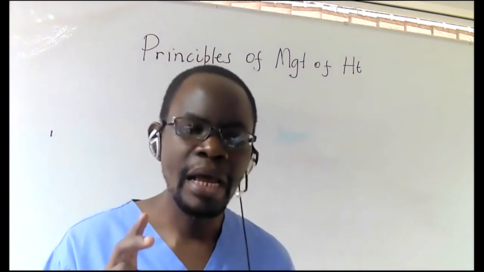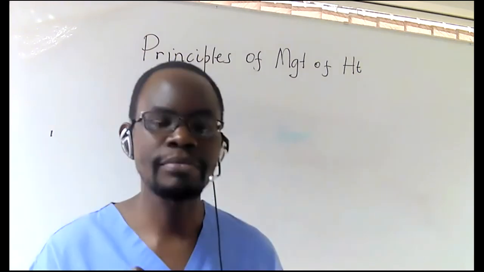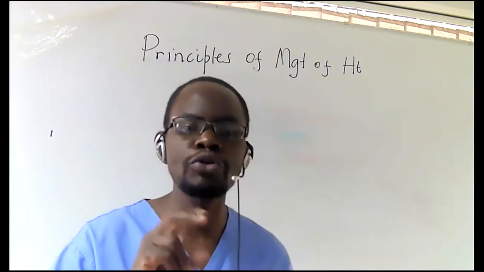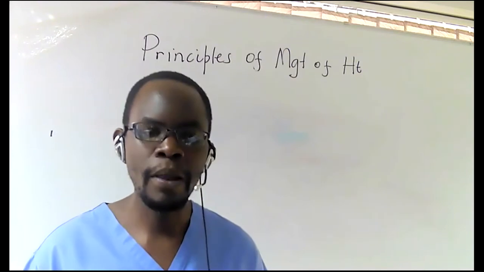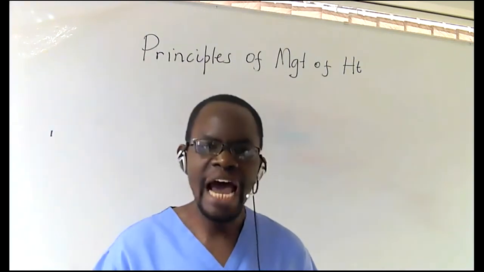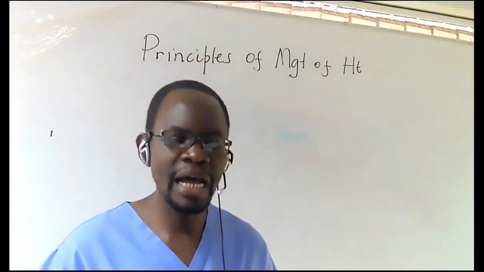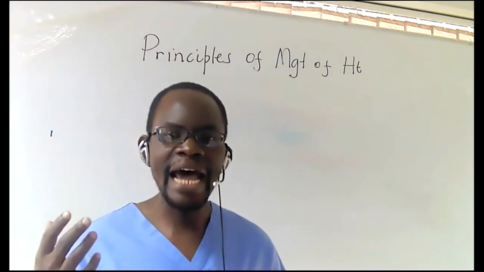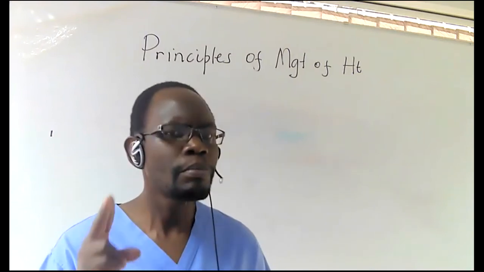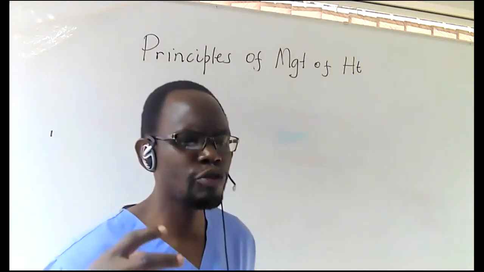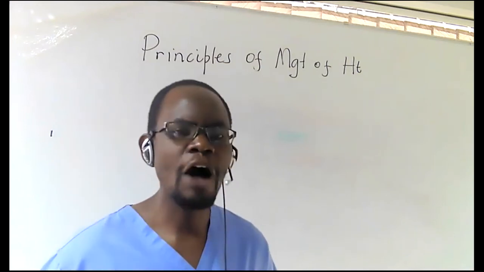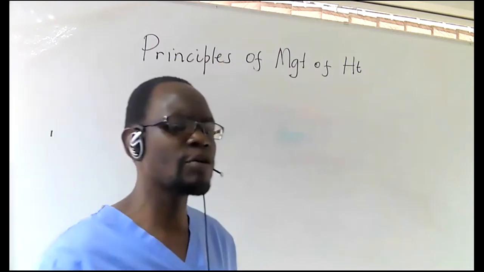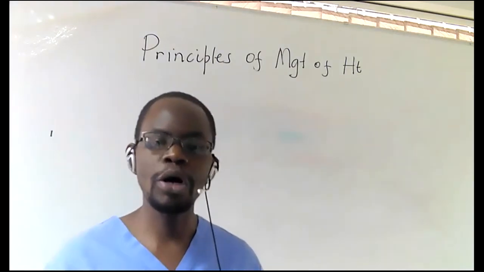It is determined by what we call the heart rate and the stroke volume. So in other words, cardiac output is equal to stroke volume times heart rate. Now, heart rate, of course, is the number of times the heart beats per minute. And stroke volume, remember we said, is the amount of blood that is pumped out of the heart every time the heart contracts, it pumps out blood, and that is what we refer to as stroke volume.